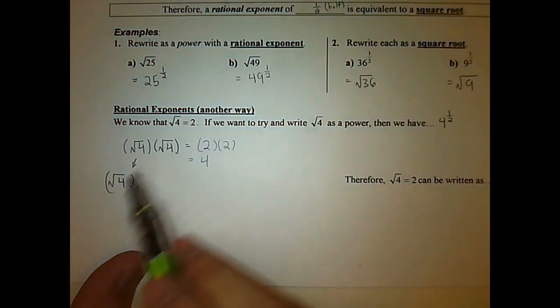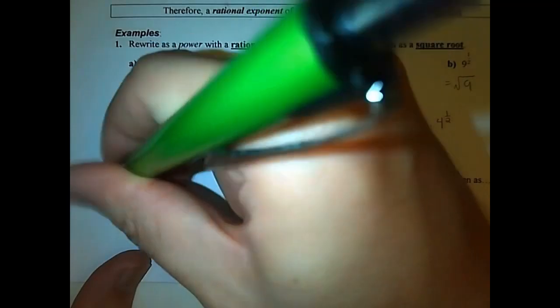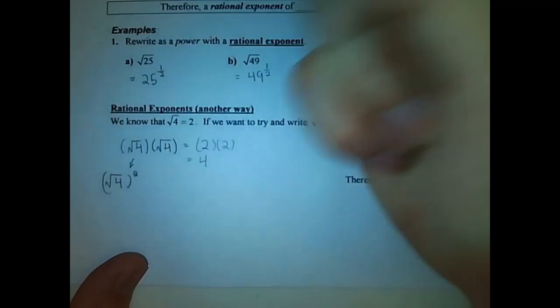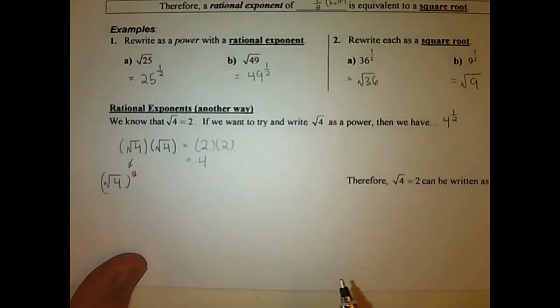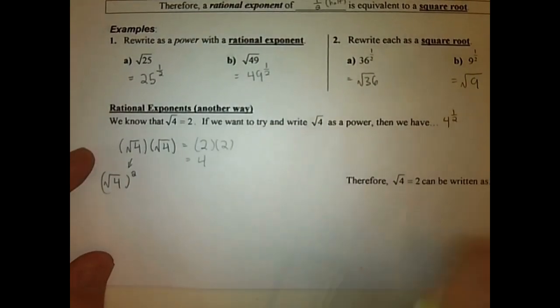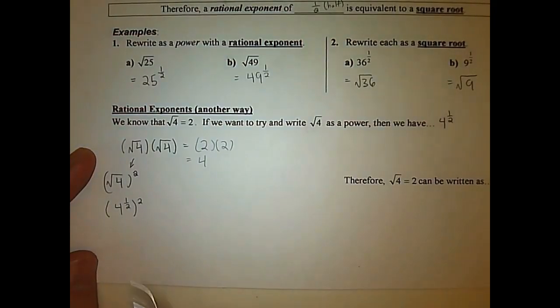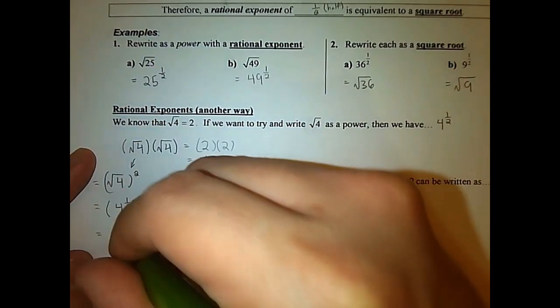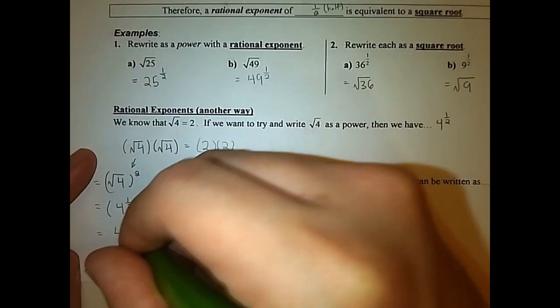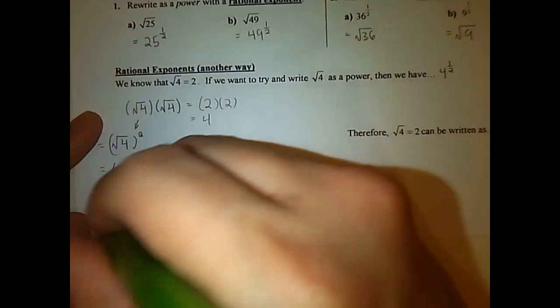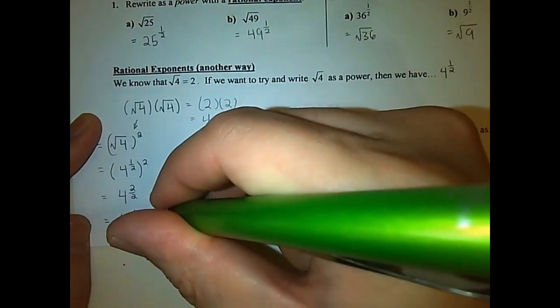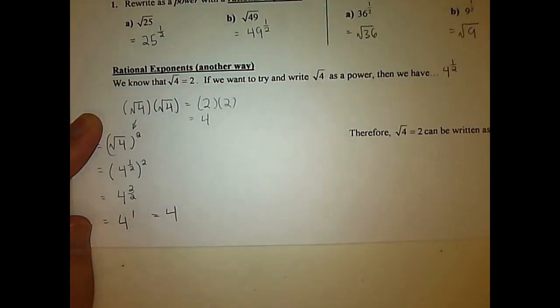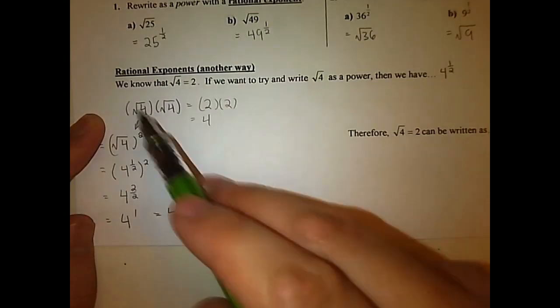Well, this is the same thing multiplied by itself, right? So this is square root of 4 to the power of 2, because it's this multiplied by itself. Now if I change this square root to a fraction, I get 4 to the power of half to the power of 2. And using our exponent laws, I would multiply these together, and I would get 4 to the power of 2 over 2, which is the same as 4 to the power of 1, which is equal to 4.